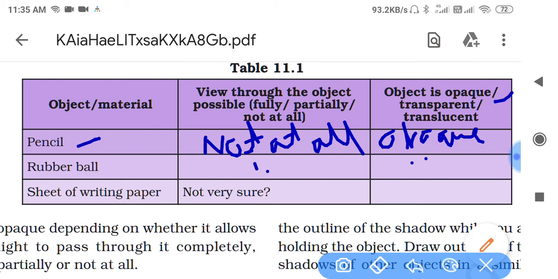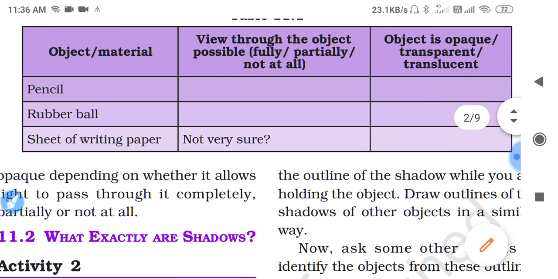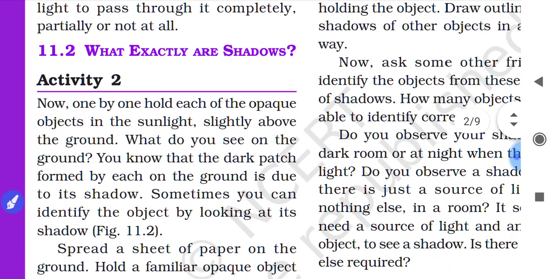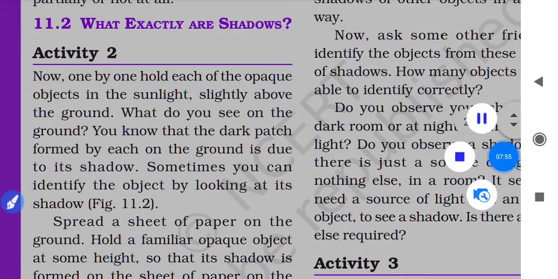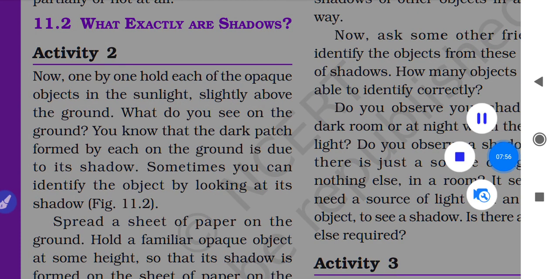Sheet of writing paper. When there is no rubbing of any other things like fats, it can act as opaque, or partially, so you can write here that it is translucent. Translucent you have to write. Now we will move to what exactly are shadows.